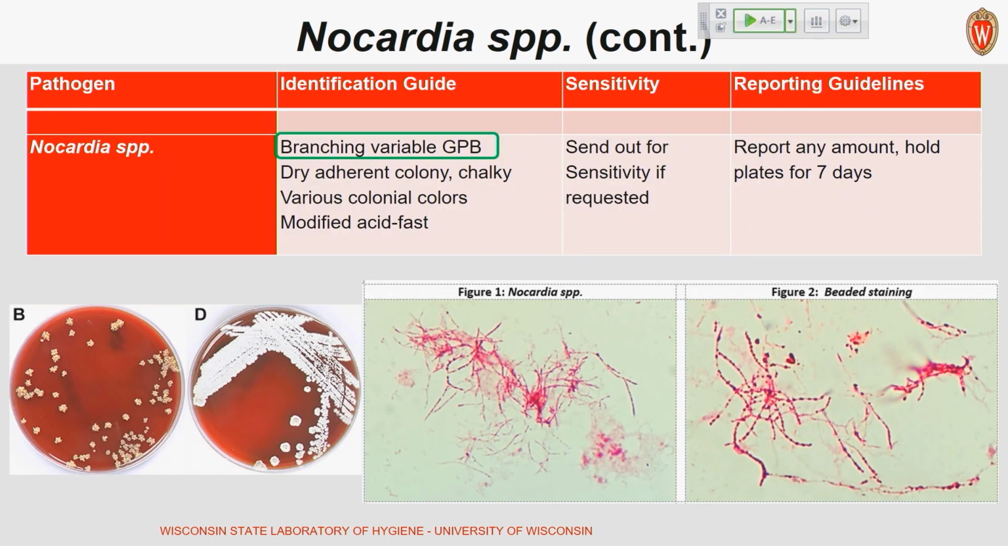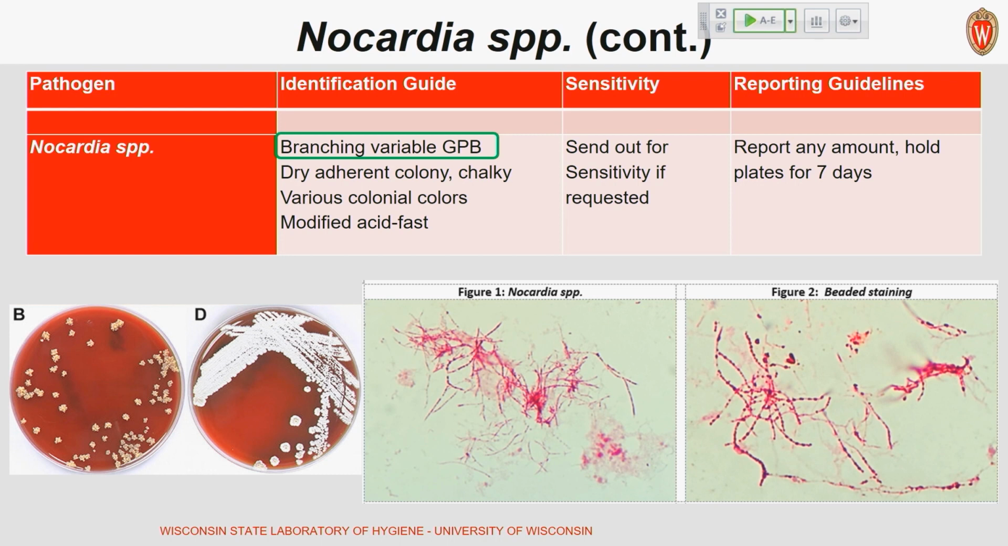So looking at our identification guide, branching variable gram-positive bacilli, it can be seen in a gram stain. When you're looking at it on a media plate, it's the dry adherent colony, chalky. There's actually a number of colonial colors that it can display. And ideally, that's going to be your trigger between the gram stain. If you can go right from the direct specimen, if you do see that branching variable gram-positive bacilli, to go to a modified acid-fast, or if nothing else, at least if you are seeing something like that in culture.